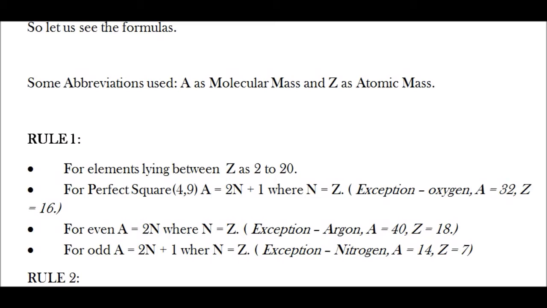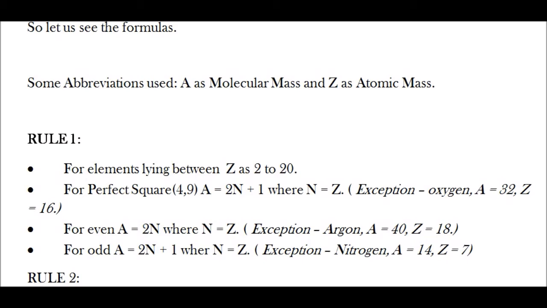In this case we have an exception, which is the atomic number 16, which is sulfur, which has a molecular mass of 32. For even numbers, A is equal to 2n, where n is equal to Z, or simply A is equal to 2Z. In this case also we have one exception, that's argon, A is equal to 40 and Z is equal to 18. For odd numbers, A is equal to 2n plus 1, where n is still Z. Exception: nitrogen, with atomic number 7 and molecular mass 14.